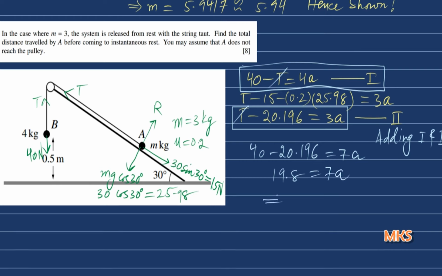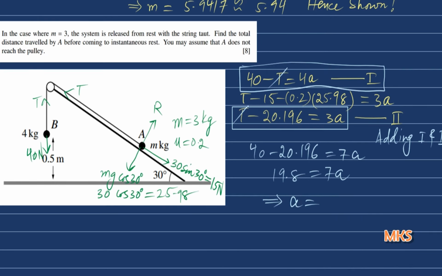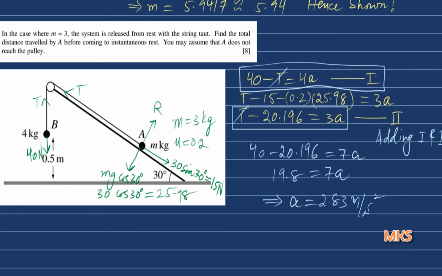So here we get a is equal to 19.8 divided by 7, which is 2.829. So we can say 2.83 meter per second square. So we have got the acceleration. So this is 2.83.